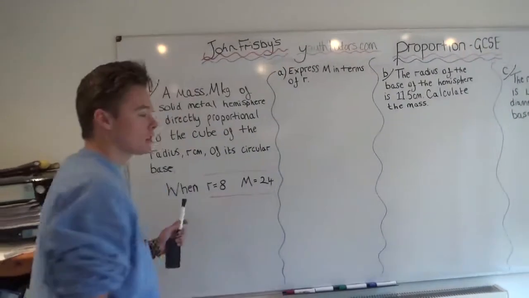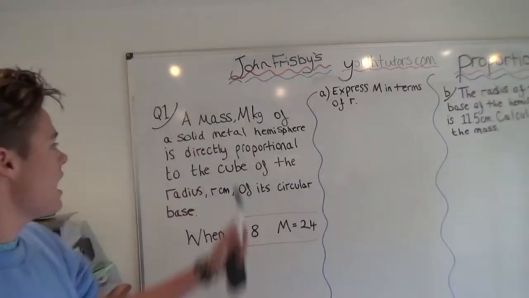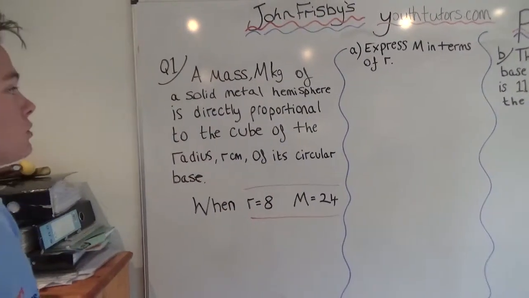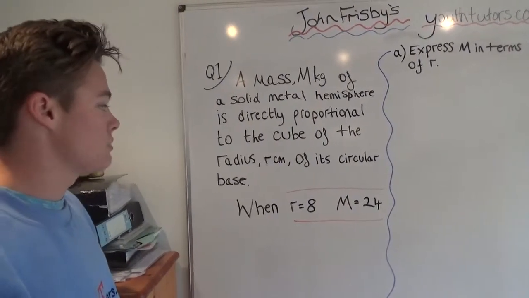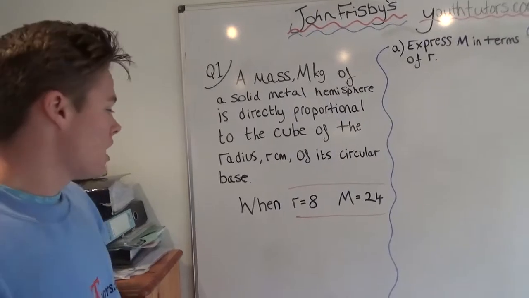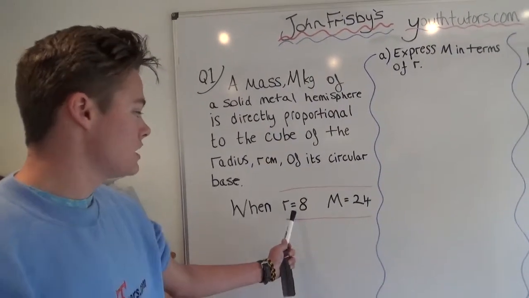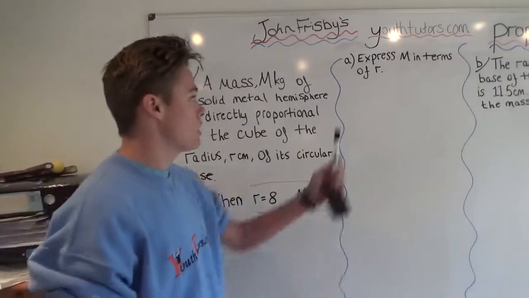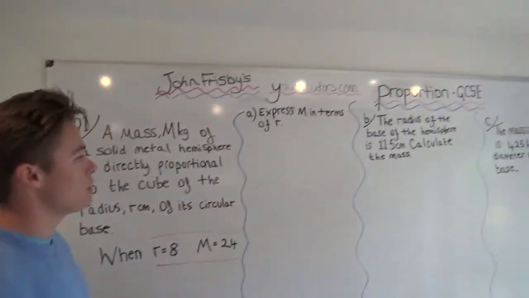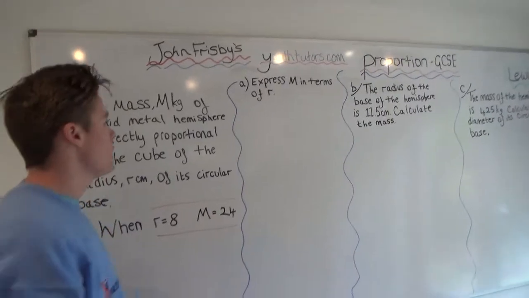Question 1: a mass m kilograms of a solid metal hemisphere is directly proportional to the cube of the radius r centimetres of its circular base, and we are given the information that when r is equal to 8, m is equal to 24. In part A we've been asked to express m in terms of r.